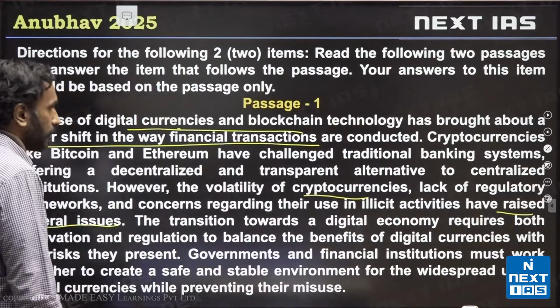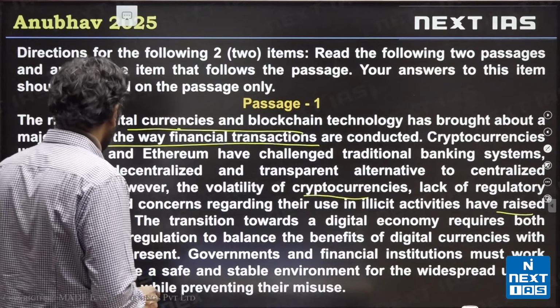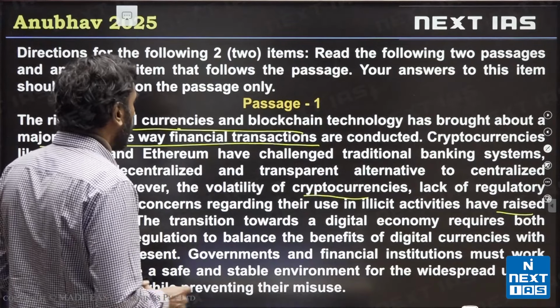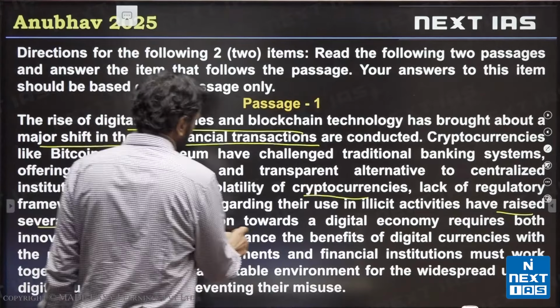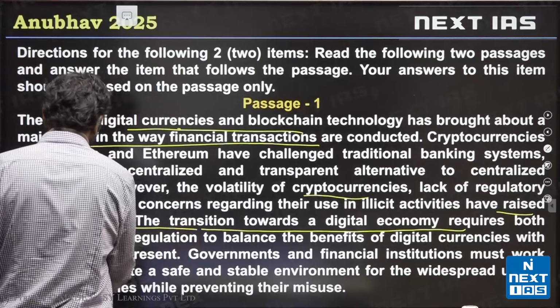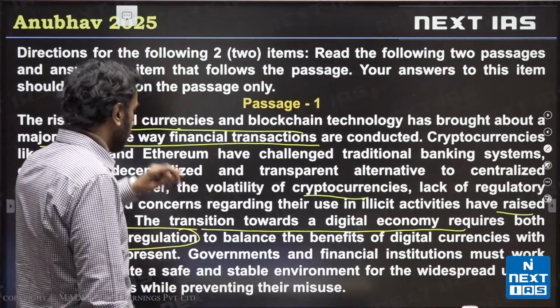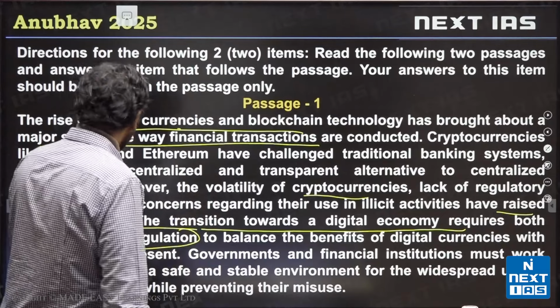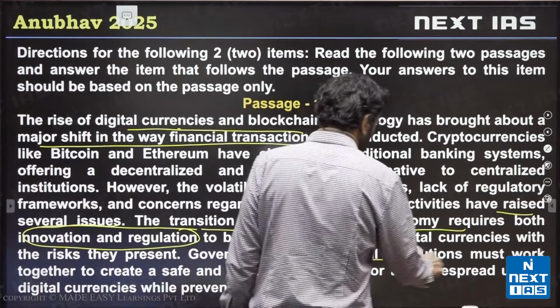The transition towards a digital economy requires both innovation and regulation to balance the benefits of digital currencies with the risks they present. So, what is required if you want to use digital currencies? The transition towards a digital economy requires both innovation and regulation. Since the author is making a recommendation, I'm simply paying more attention to it. Governments and financial institutions must work together to create safe systems, so these institutions must work together.